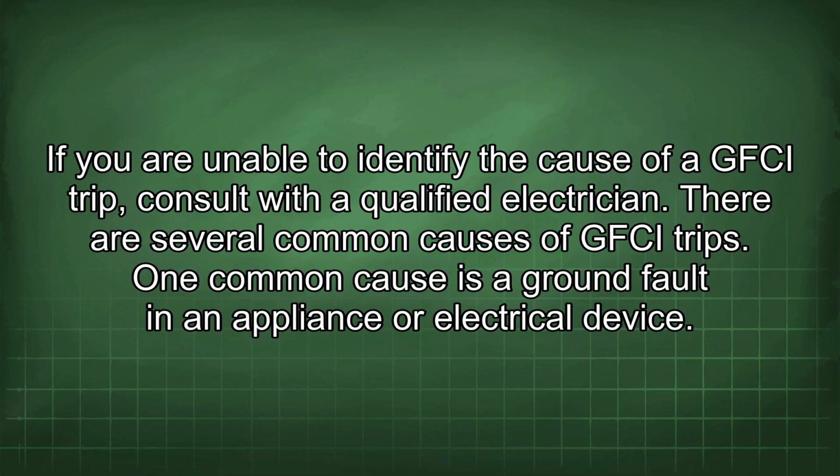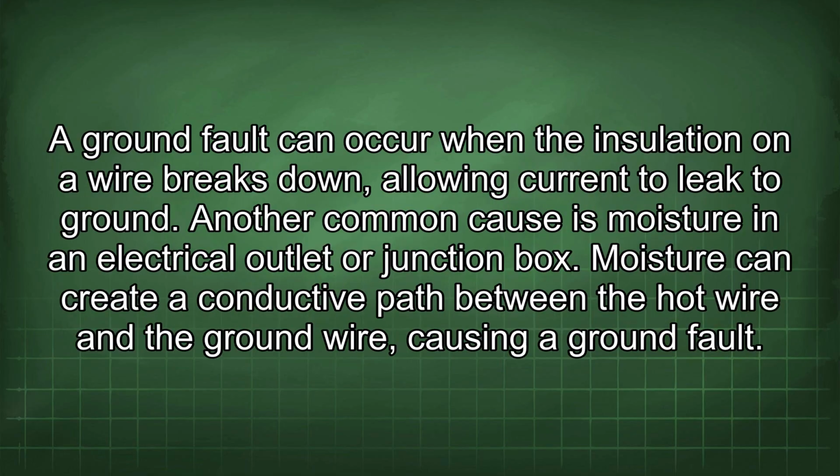One common cause is a ground fault in an appliance or electrical device. A ground fault can occur when the insulation on a wire breaks down, allowing current to leak to ground. Another common cause is moisture in an electrical outlet or junction box. Moisture can create a conductive path between the hot wire and the ground wire, causing a ground fault.